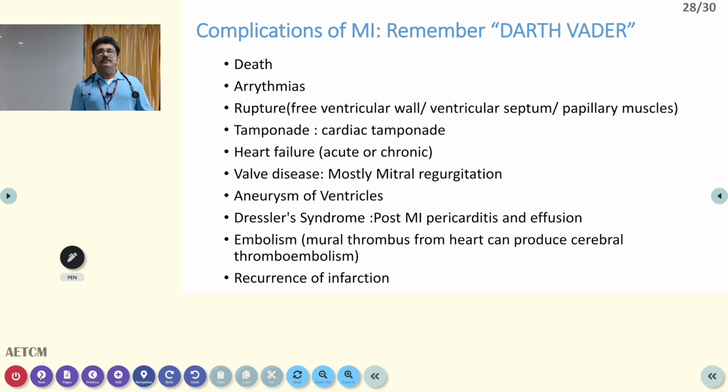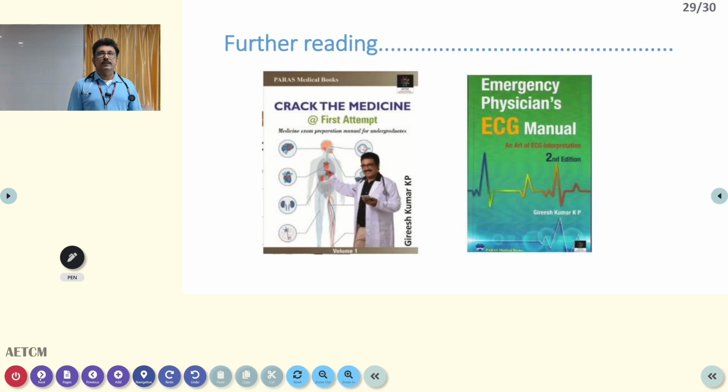Now complications, I'm not going into the complications in detail now, but remember most of the patients will have a complication, that is very important. Patients can have aneurysm of the ventricle if you don't treat properly. Some patients will go to heart failure, and one of the important complications in the emergency room is arrhythmias. So you can remember it as DARTH VADER. I am not going into the details of that.